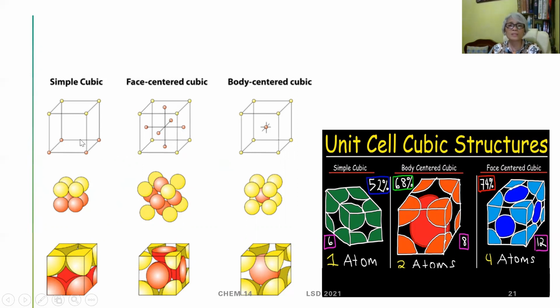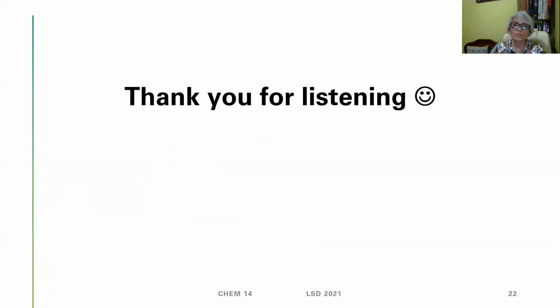Okay? Ulit, sa simple cubic, 1. Sa body-centered, 2. Sa face-centered cubic, 4. Okay? So that's all for now. Thank you for listening. I hope you have an initial understanding of the crystalline structure.